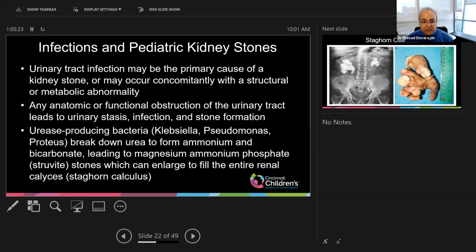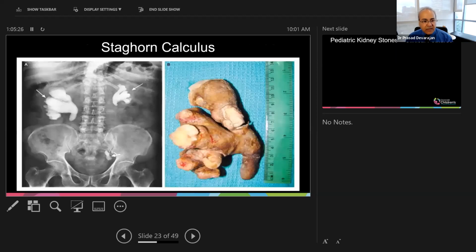I want to show you a couple of pictures. This is on the left side, a KUB, or a plain X-ray of the abdomen. And you can see two huge kidney stones. These are staghorn calculi. And on the right-hand side, you can see when one of those kidney stones was removed, and you can see it's almost 13 centimeters. And that's basically the size of a pediatric or young adult kidney. So the entire kidney was occupied by the staghorn calculus.